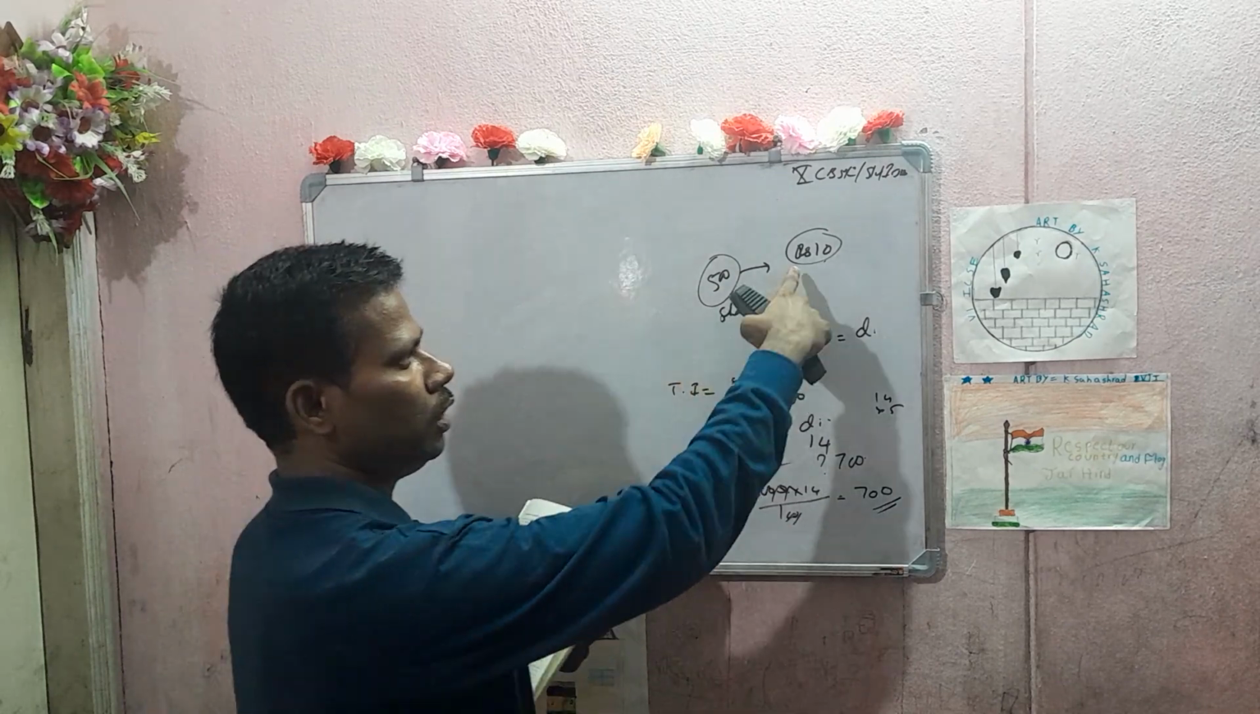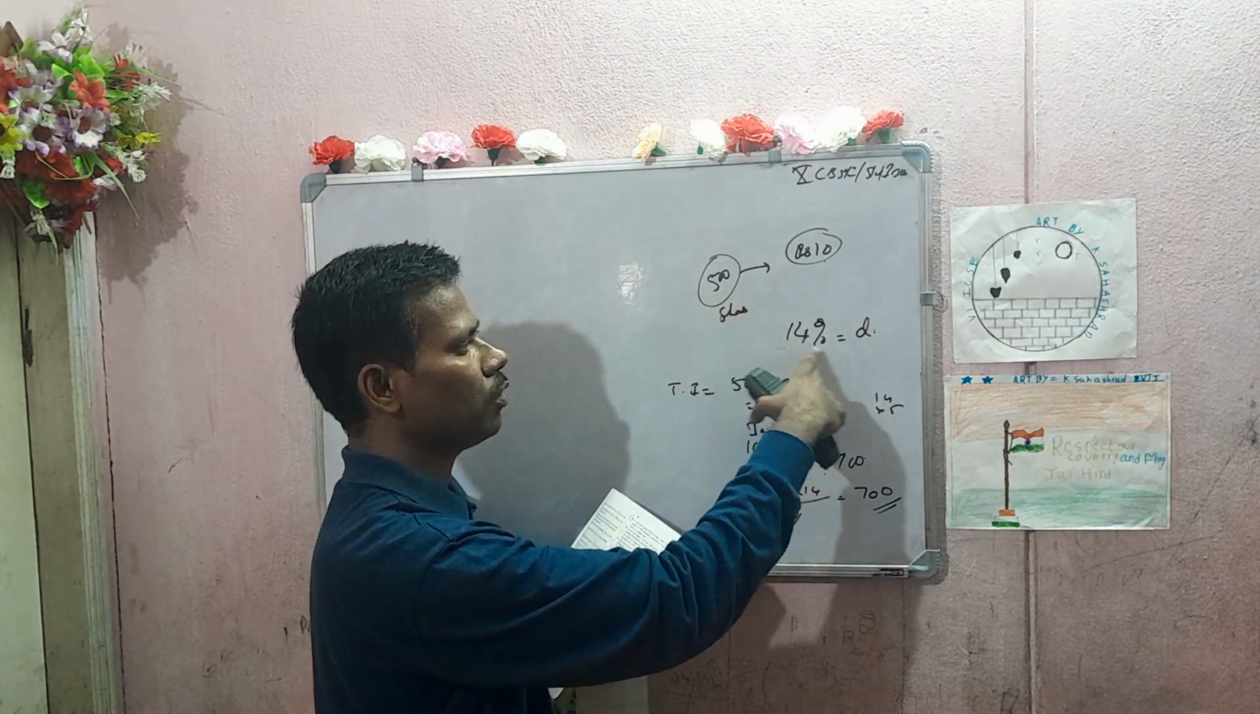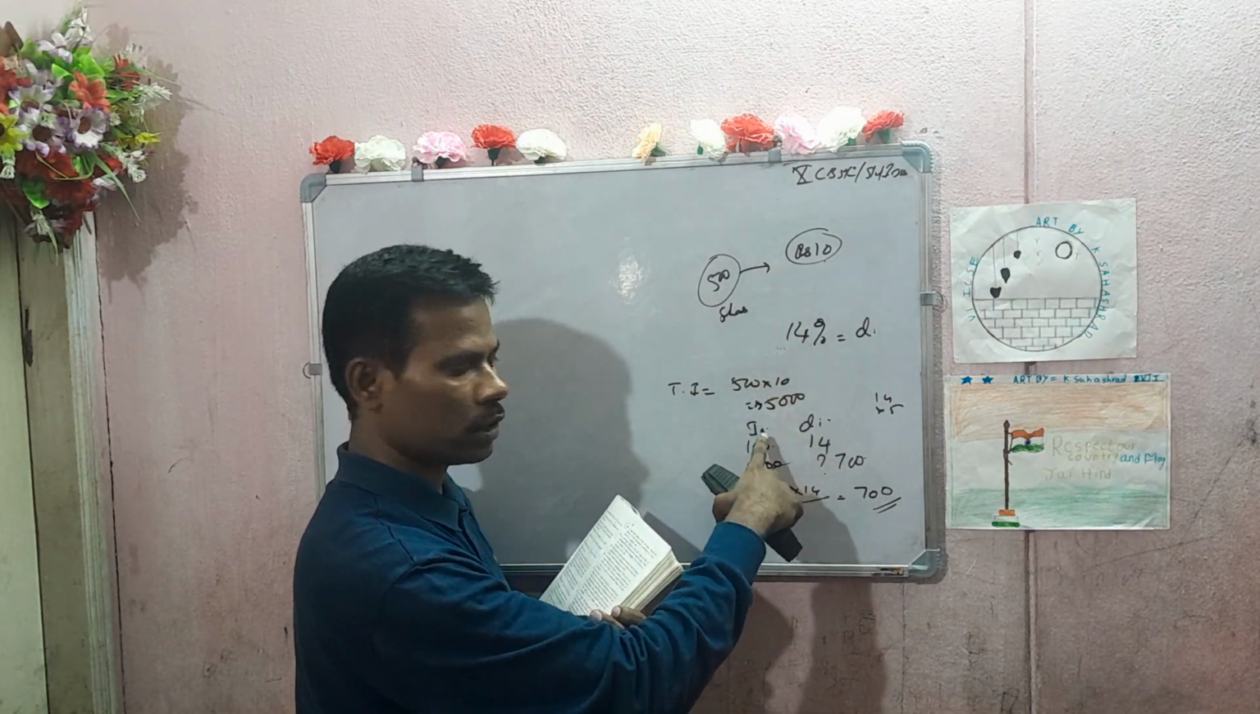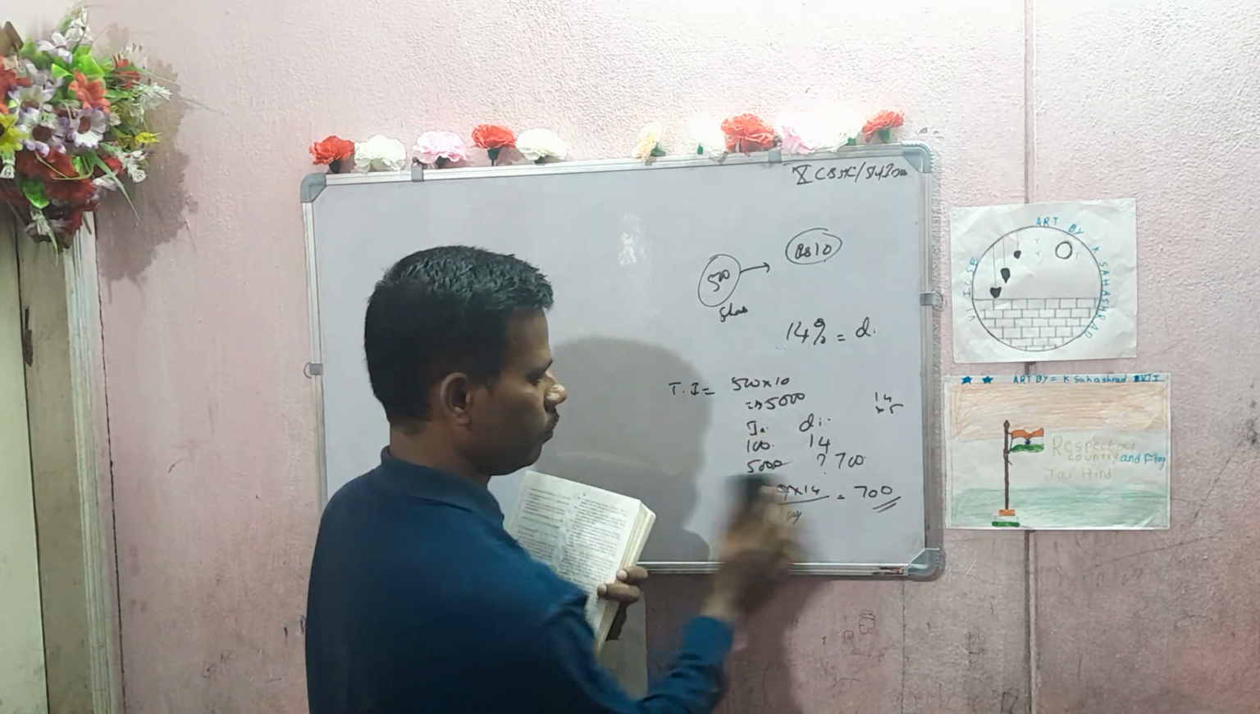Steps, how will you write? Each share 10, number of shares 500, total investment 5000. Next you can write like this.